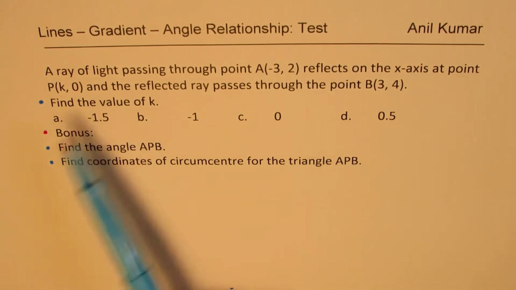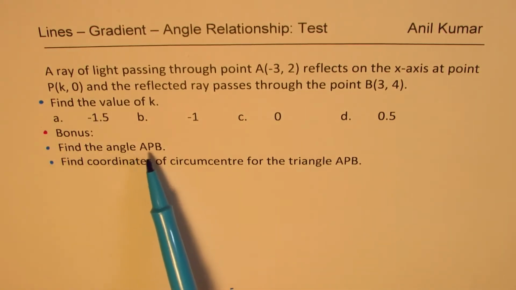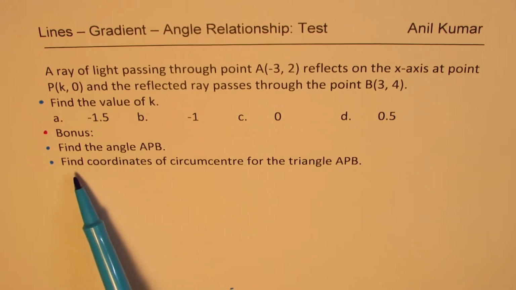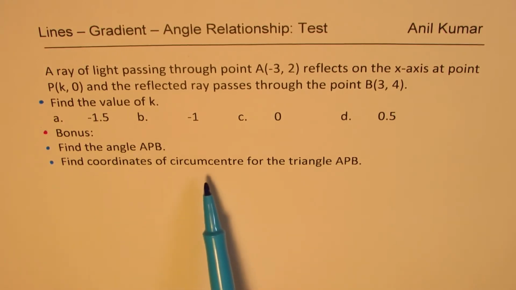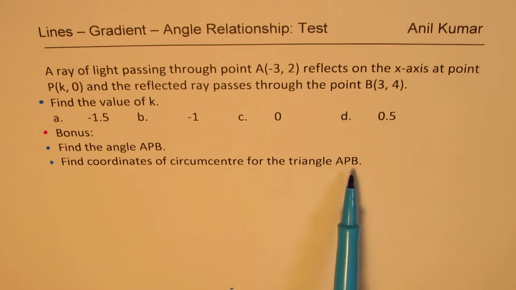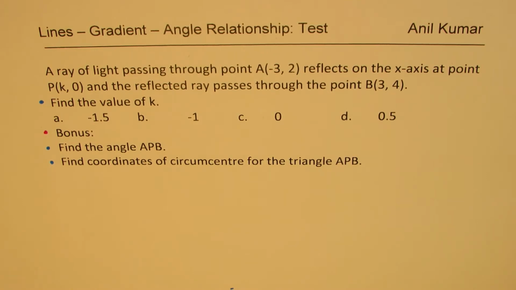And a bonus question added to this is, find the angle APB and also find coordinates of circumcenter for the triangle APB, right? So 3 points can always lie on a circle. You have to find the center of that circle. You can actually pause the video, answer the question, and then look into my suggestions.